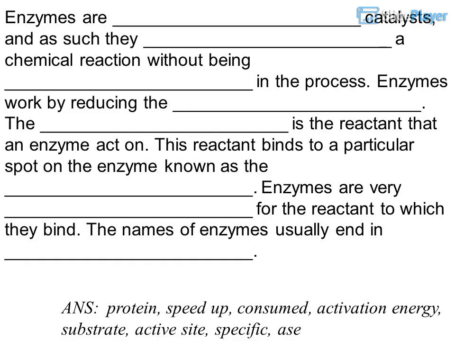Enzymes are _ catalysts, and as such they _ a chemical reaction without being _ in the process. Enzymes work by reducing the _. The _ is a reactant that an enzyme acts on. This reactant binds to a particular spot on the enzyme known as the _. Enzymes are very _ for the reactant to which they bind. The names of enzymes usually end in _. Answers: protein, speed up, consumed, activation energy, substrate, active site, specific, -ase.